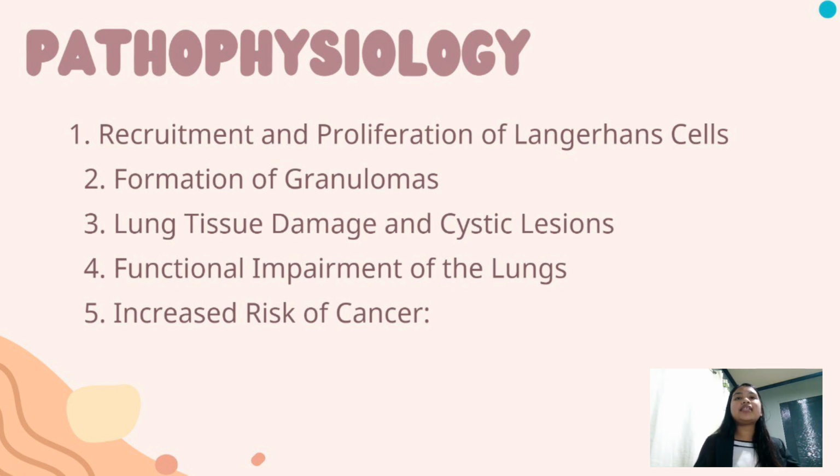After that is the formation of granulomas. If tipon-tipon na yung mga Langerhans cells, nagdudulot na siya ng inflammation at damage. Ang mga cells ay naglalabas ng mga chemical na nagdudulot ng panghihina sa mga tissues ng ating lungs. After na manghina yung mga tissues sa ating lungs, we have the lung tissue damage and cystic lesion.